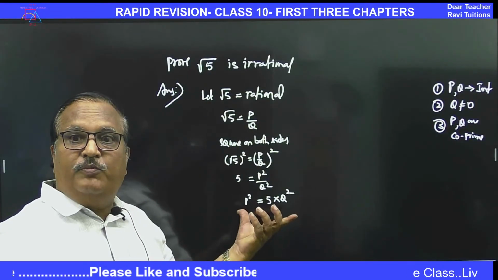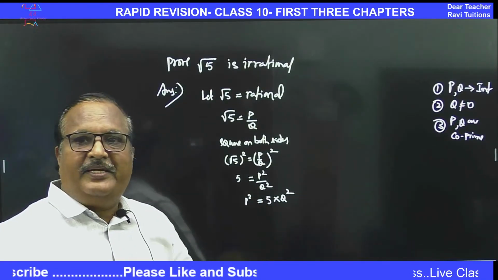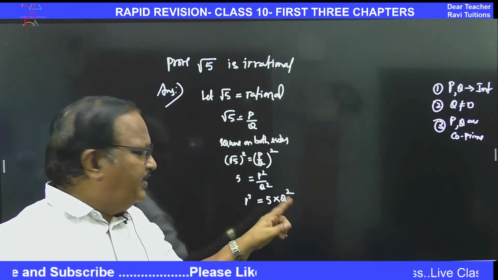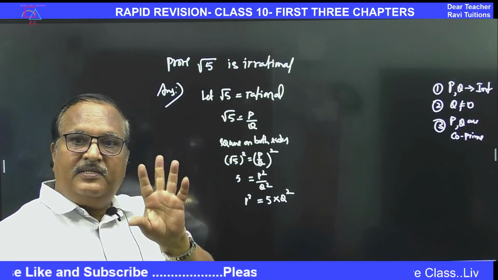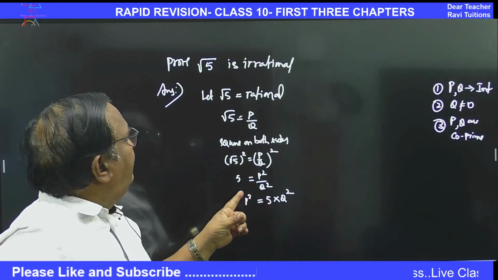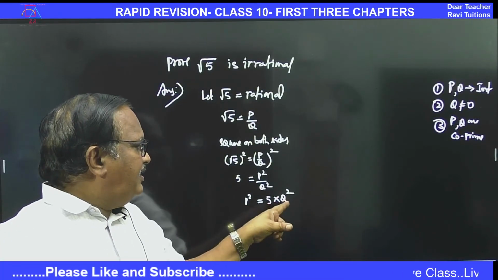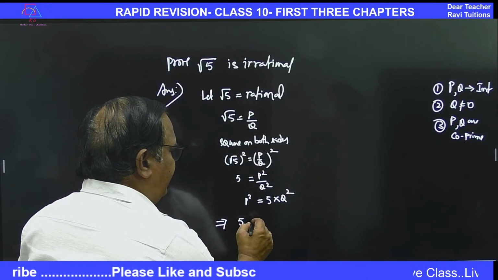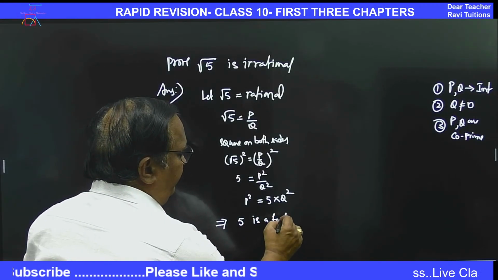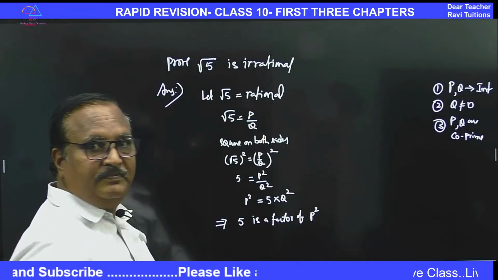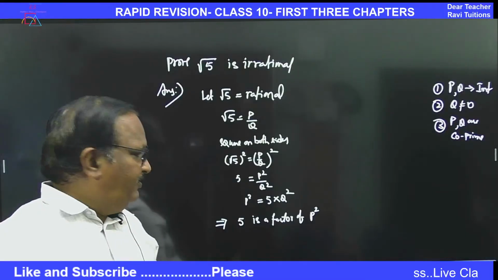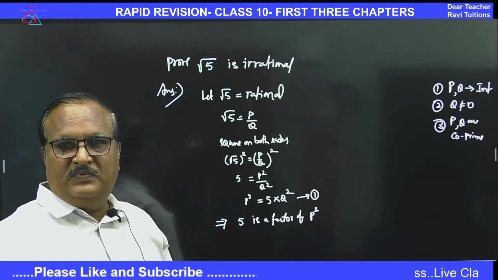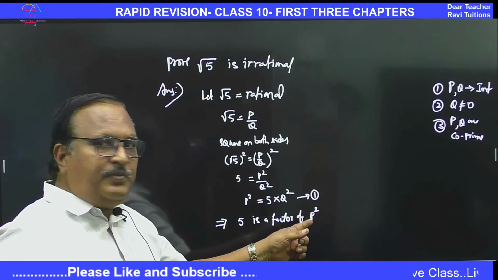So p square is equal to the product of 5 and q square. p and q are numbers. p square is also a number, q square is also a number, but 5 is a separate factor, and one more factor is there. So from this we can understand that 5 is a factor of p square. From this equation you will understand. Let us name this equation as the first equation. So 5 is a factor of p square.